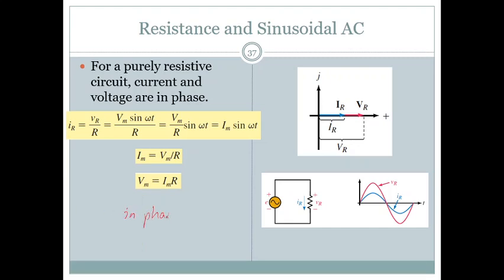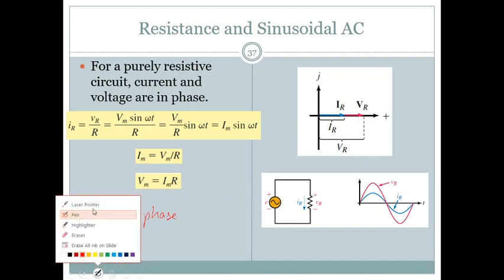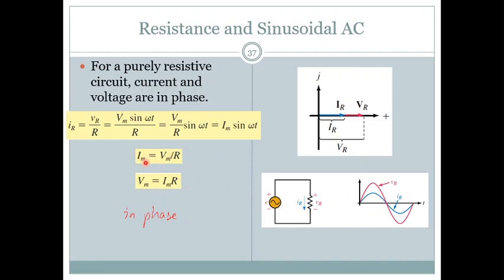In phase, right? So if you draw it, it will look like this, right? And this is for the Im, this is what I talked about. Vm over R is defined as Im, so Vm is Im into R. So the V is equal to IR relationship holds in the magnitude values as well. So if it holds for magnitude, it will hold for RMS as well, because RMS is magnitude over root 2. So if you divide both these by root 2, this doesn't change the relationship.